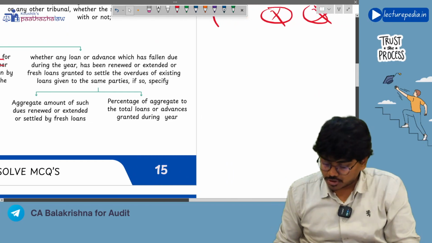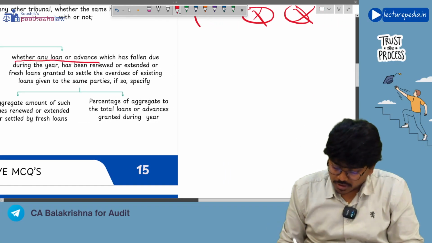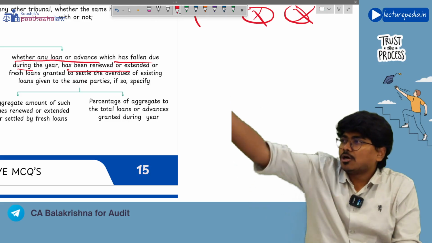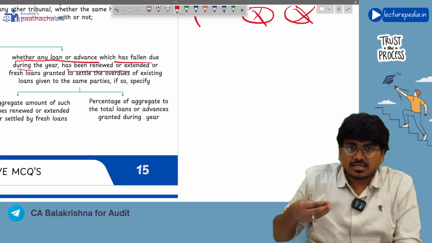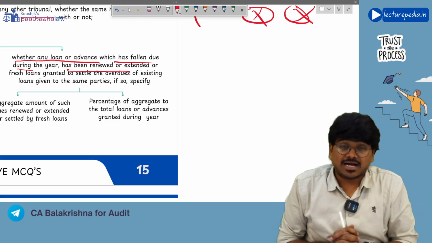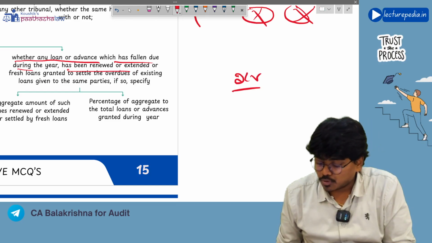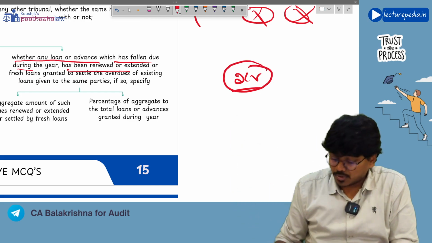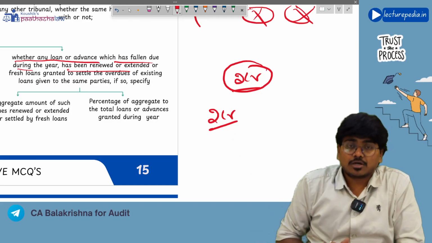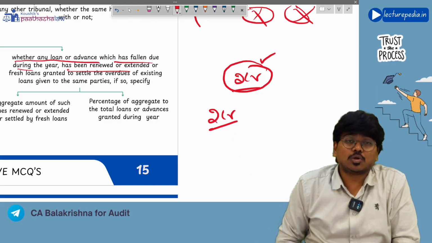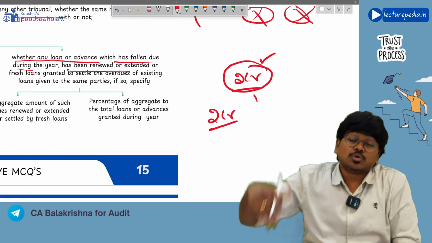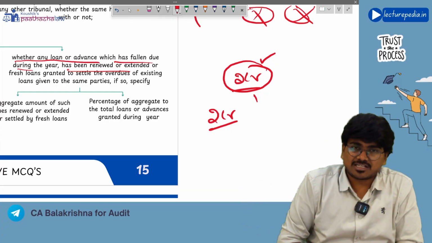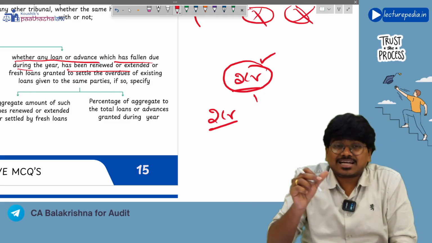Next, the auditor should also report whether any loan or advance which has fallen due during the year has been renewed or extended. See, during the year, the borrower has to repay the amount to the company. So the due date is falling during this year. But what the company has done is, let's say 2 crore has to be repaid by the borrower to the company. But in order to repay this loan, the company has issued a fresh 2 crore loan to the borrower, or it has renewed the existing loan. So the due date is today, you don't repay it today, you take some more 2 years. Like this you have renewed the existing loan or given a fresh loan to repay the existing loan. In such a situation we will call this evergreening of loans.